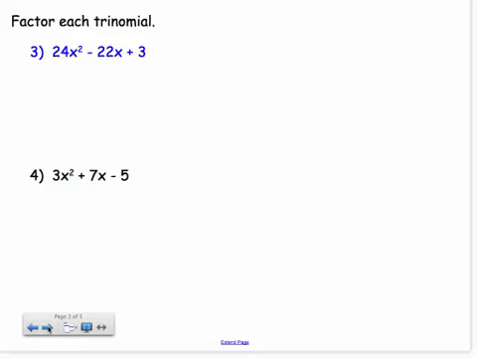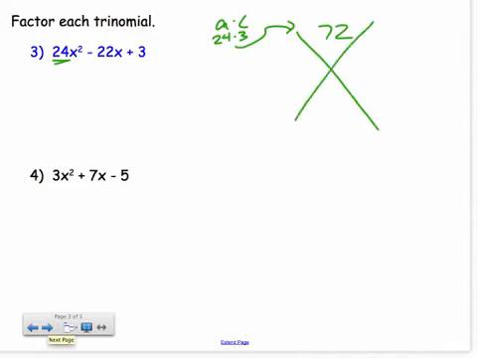Okay, so I got a coefficient on my x squared, so that means I got to take a times c. And if I look, I can't factor anything out of this 24x squared minus 22x plus 3. There is no common factor. So I take my a times c, 24 times 3, and I get 72. And I'm going to make my x here. So factors of 72 that add up to a negative 22. Well, I'm going to need a negative times a negative, aren't I?